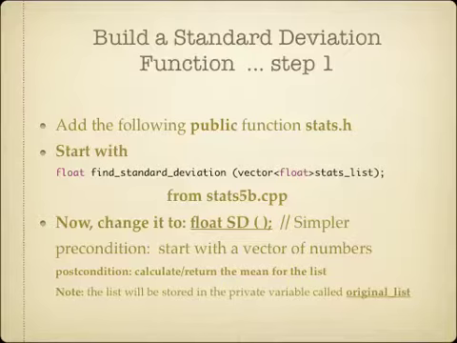First, instead of calling it find standard deviation, let's abbreviate it to make it easier for the user and simply call it SD, where S and D are capitalized. Then, remember, we no longer have to send a vector of floats called statslist to the function because we'll be using the original list, which already resides in the private variable section of stats.h.